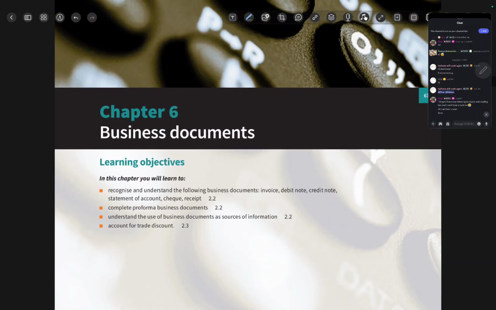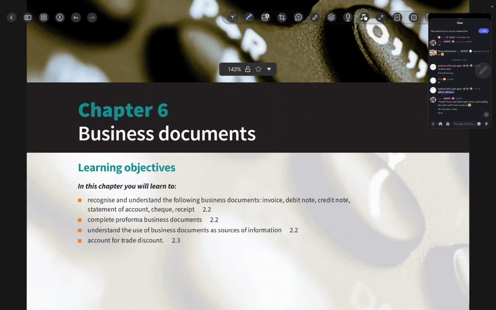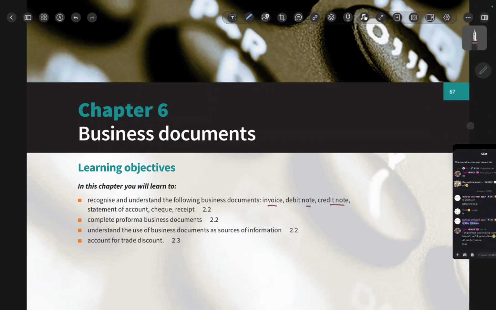Anyway, so business is business documents, and business documents are, we have like 6 or 7 of them. There's your invoice, debit note, credit note, statement of account, check, and receipt.